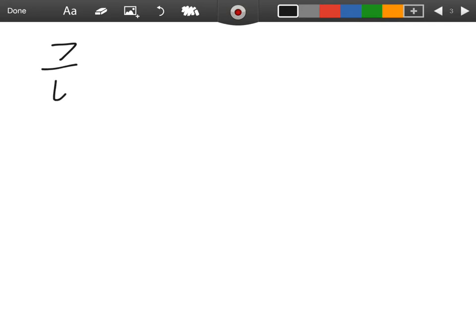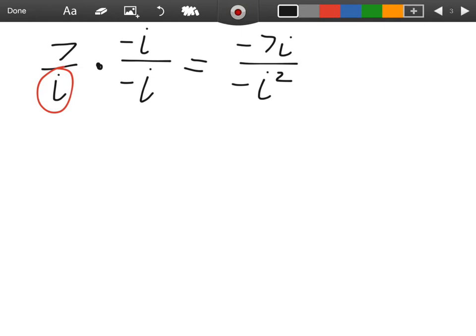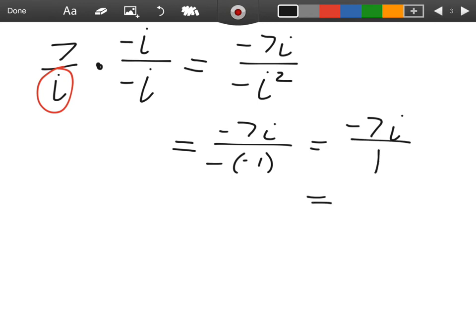So here's a really simple division with a complex number. It says take the denominator, and we're going to multiply by the conjugate of the denominator, which is negative i, over itself. So on top, we have negative 7i. On bottom, we have negative i squared. And that's why we multiply by the conjugate, because it will make the denominator a real number. So this is negative 7i over negative 1, which is just 1. So the answer is negative 7i.